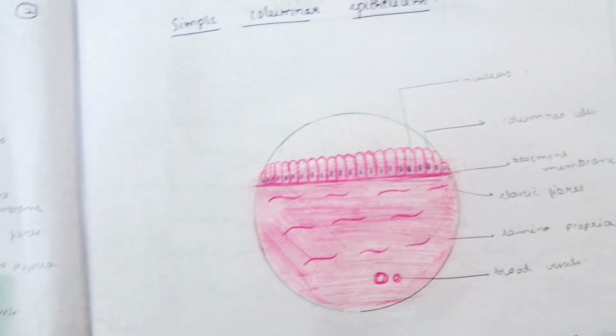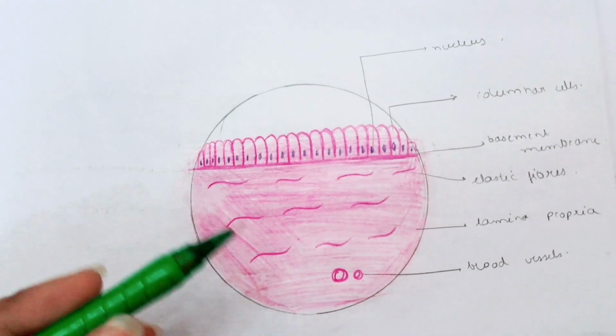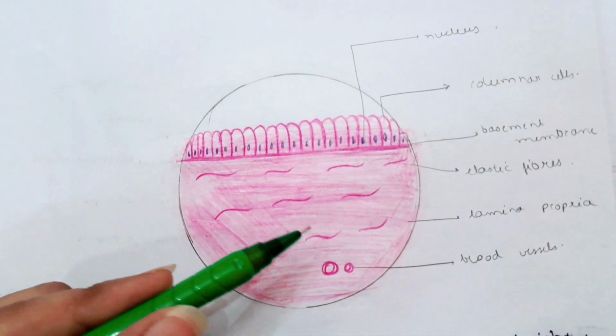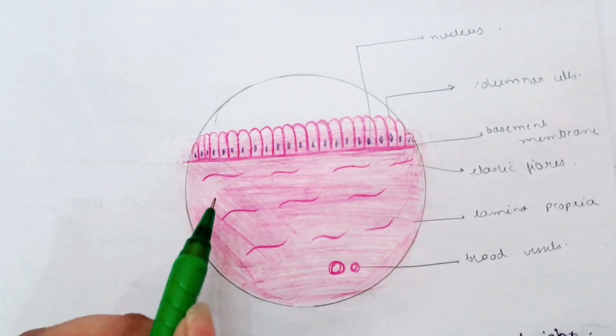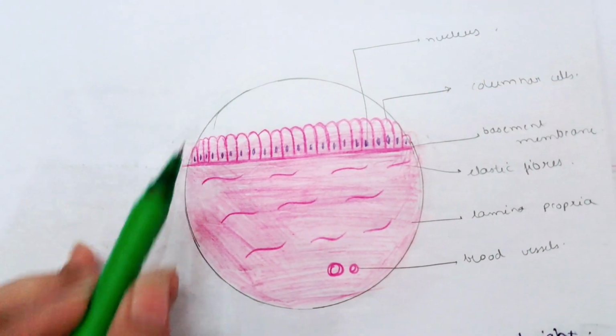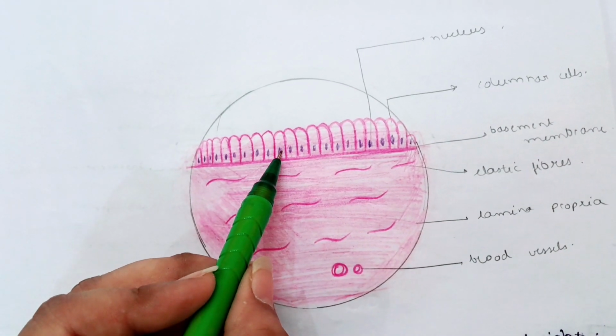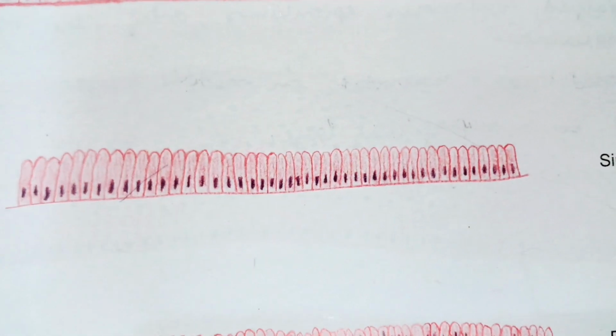We need to draw the basement membrane as usual, and down below the basement membrane we need to color it with eosin pencil, that's known as lamina propria, and we need to draw elastic fibers and blood vessel, and above we need to draw columnar cells with length greater than the breadth and round basal nuclei. It's like this.